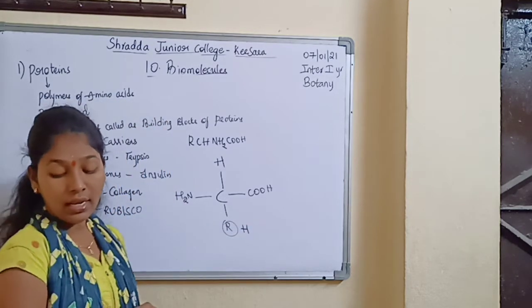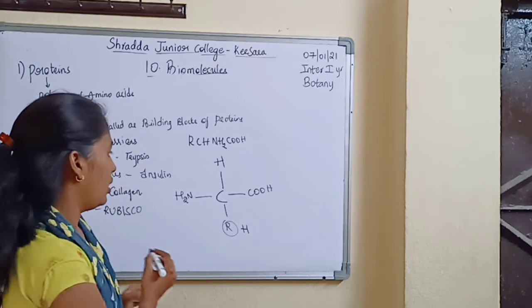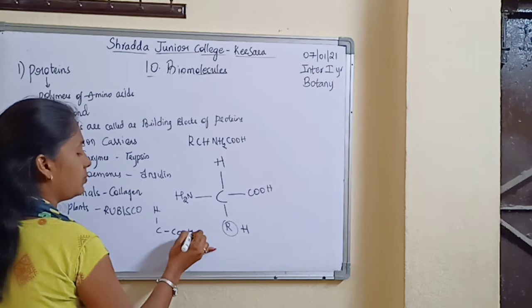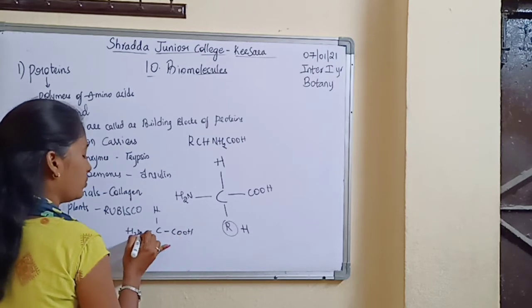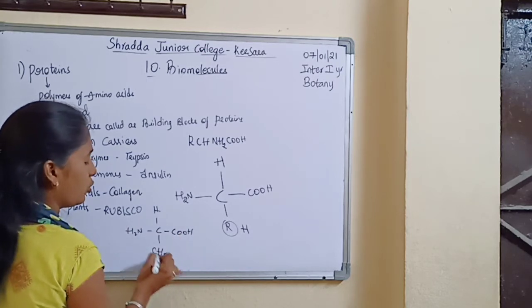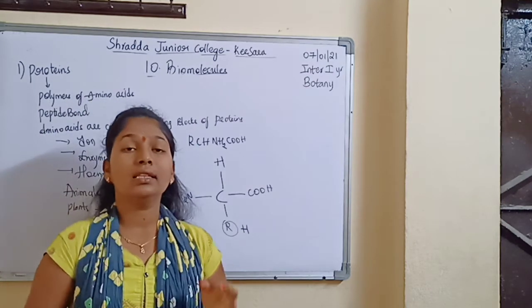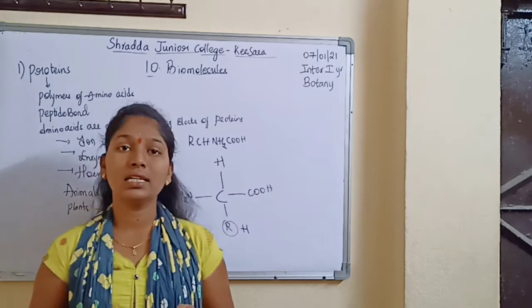If alanine is present, a methyl group comes here. So if there is an alanine like this, there will be a presence of methyl group. So this structure tells us it is alanine. So that is how they are. And there are certain amino acids that are acidic in nature.